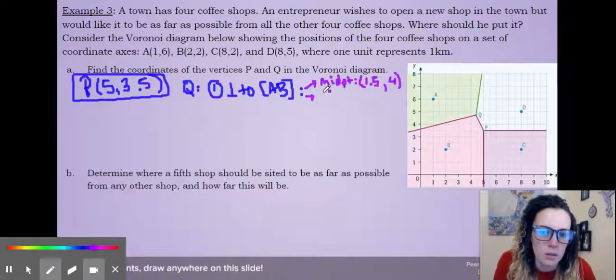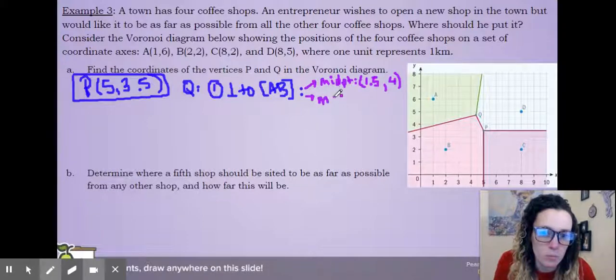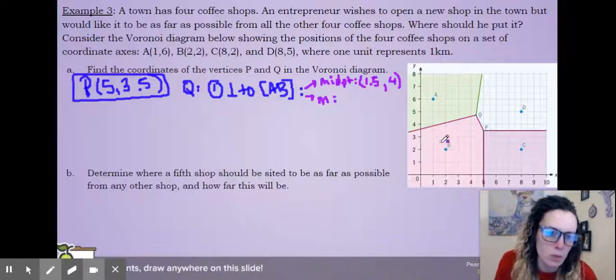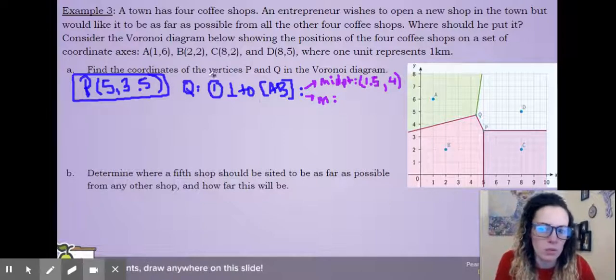Looking at the gradient, I'm just going to say M. Between A and B, you can use the graph if you want to, or you can use the points. If I use the points, 2 minus 6 gets me a -4. 2 minus 1 gets me a positive 1. So the gradient of A to B is a negative 4.